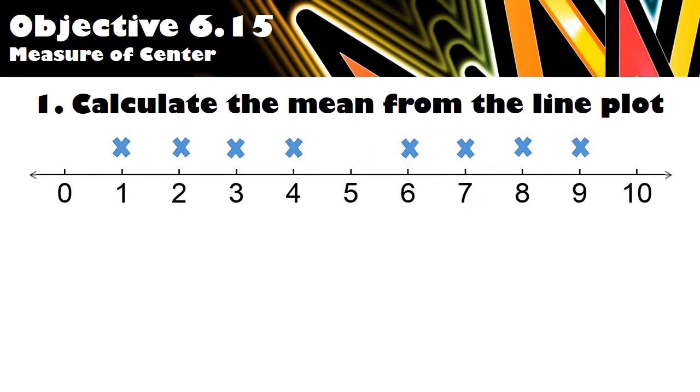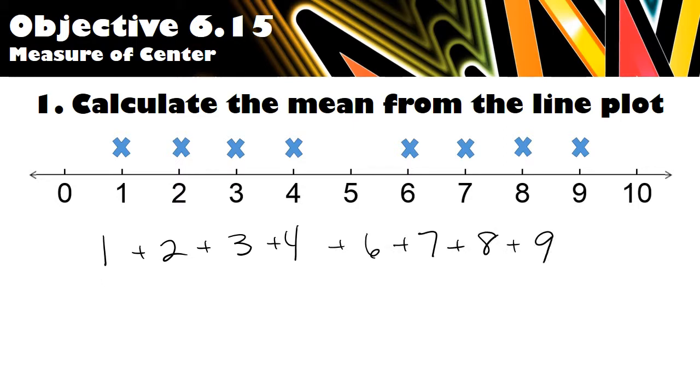So our very first step here, we're looking at our number line. We have our line plot, and so we have some data represented on our number line. Our very first step is to calculate the mean from the line plot. So all we do is take our numbers where the x is. So we're going to take 1 plus 2 plus 3 plus 4, plus 6, plus 7, plus 8, and plus 9. When we add those together, that's going to equal 40.